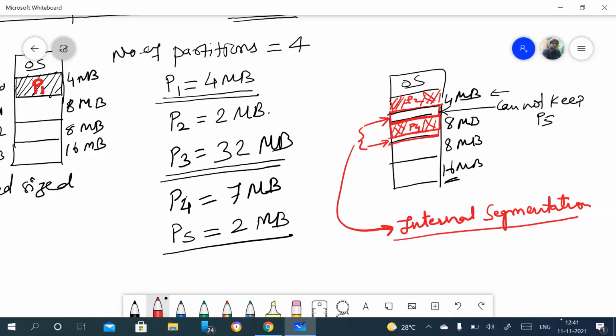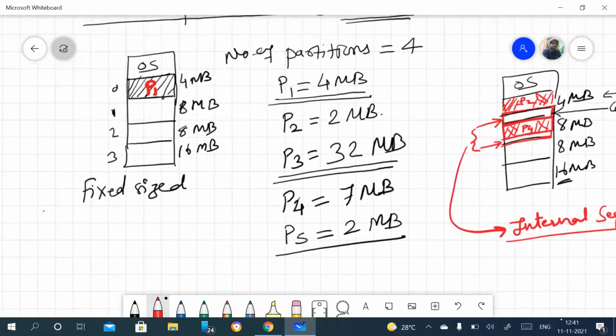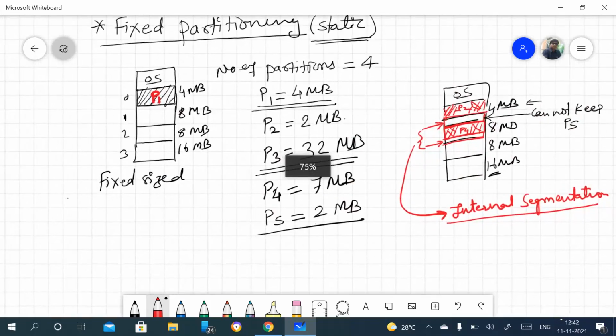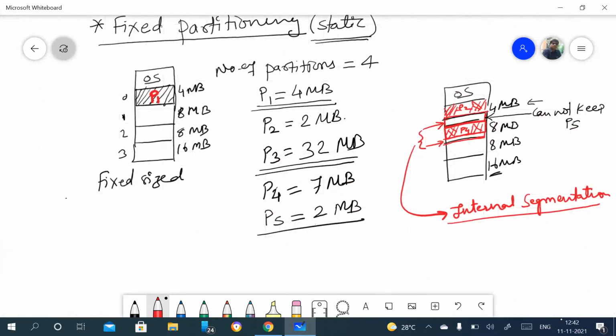Have you understood this? Here the advantages are not that many, but the disadvantages are very large. That's why in current days this technique is not used. This is fixed partitioning, right? Now, what about the variable size?